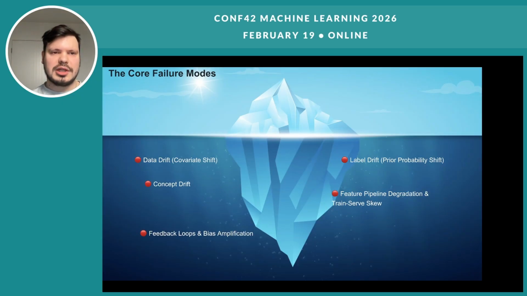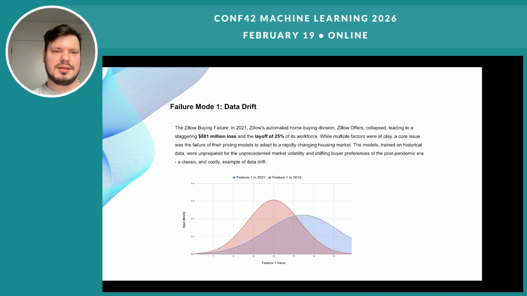So, talking about the core failure modes, we will cover data drift, concept drift, label drift, feature pipeline degradation and train-serve skew, and feedback loops and amplification. And now, let's go to the first failure mode, data drift.